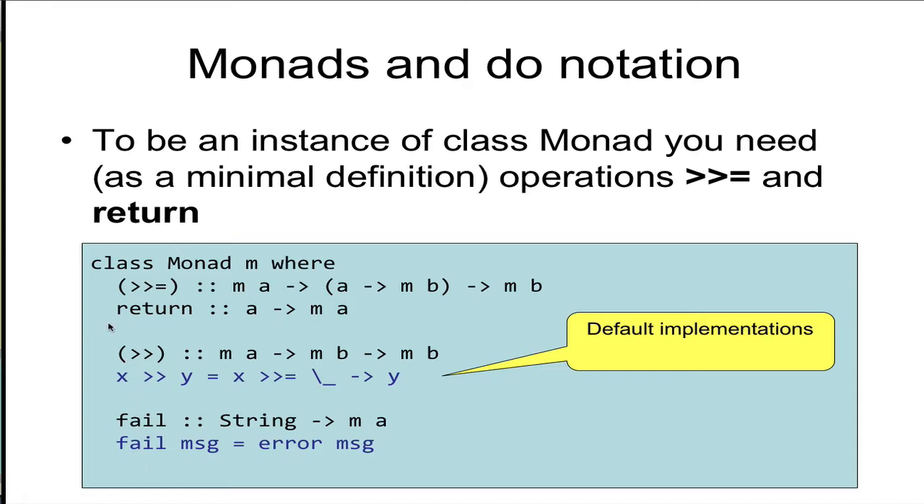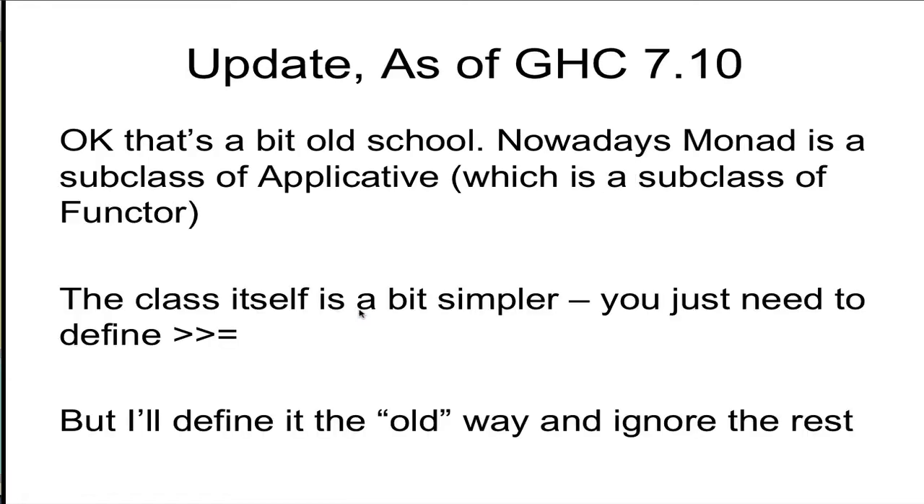The inequality function is just defined as the negation of what you get from the equality function. So you don't need to define that. That has a default definition. Now actually I'm bending the truth a little bit. I'm saying that this is what a monad is. It's really these two functions, these two things.